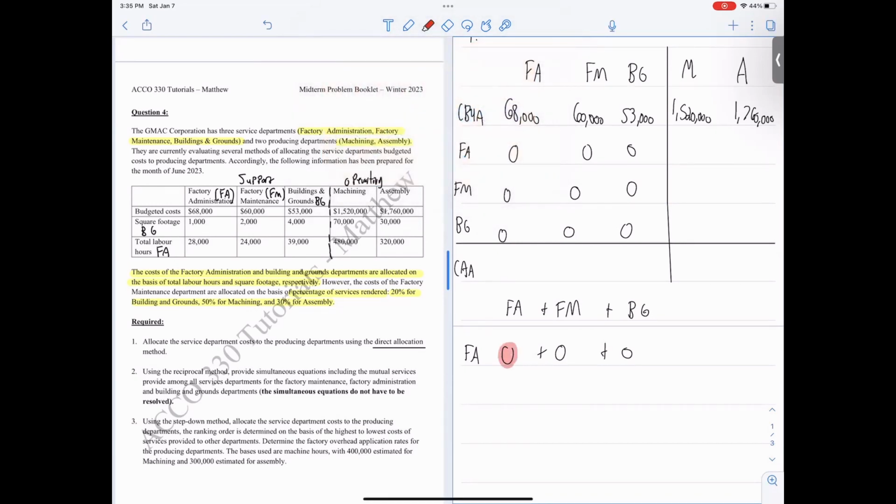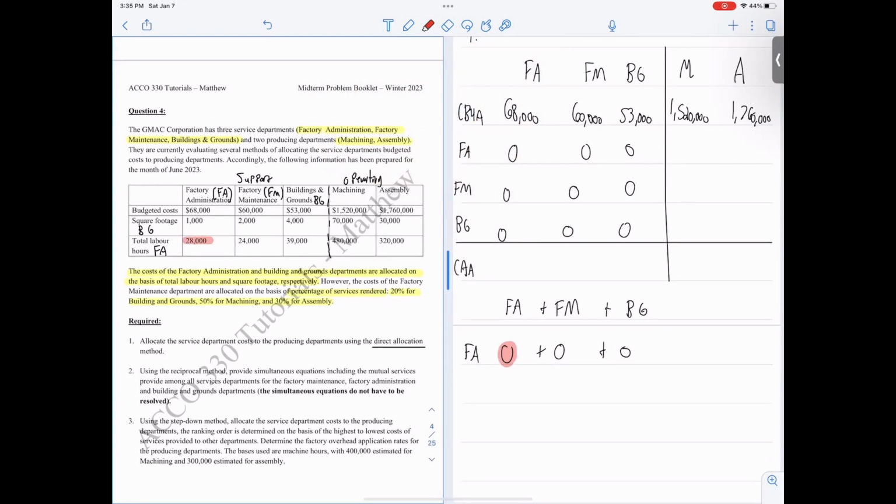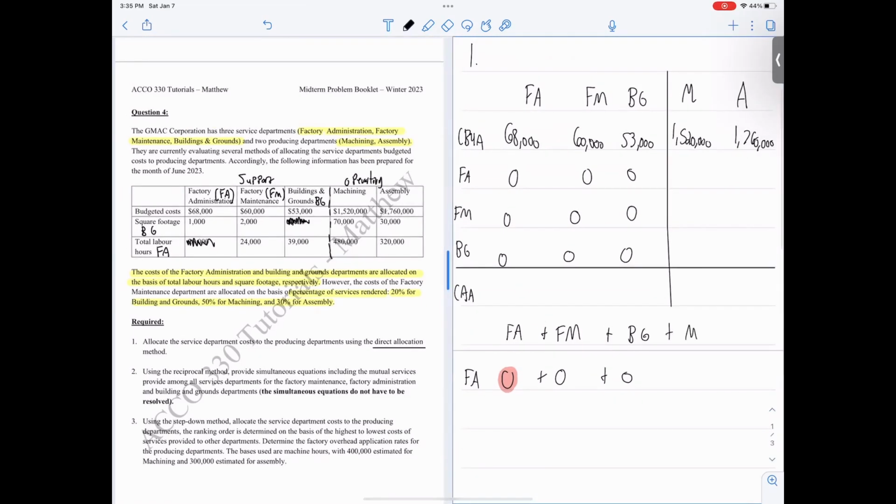You see here how factory admin offers 28,000 hours to themselves. We're always going to ignore that in our analysis. As a matter of fact, guys, I'm just going to cross it off now. Okay. No reason to waste my time and potentially make a mistake later on. I'm also going to remove the self allocations for building and grounds. Okay. Then we have machining here. Then we have assembly and then total.